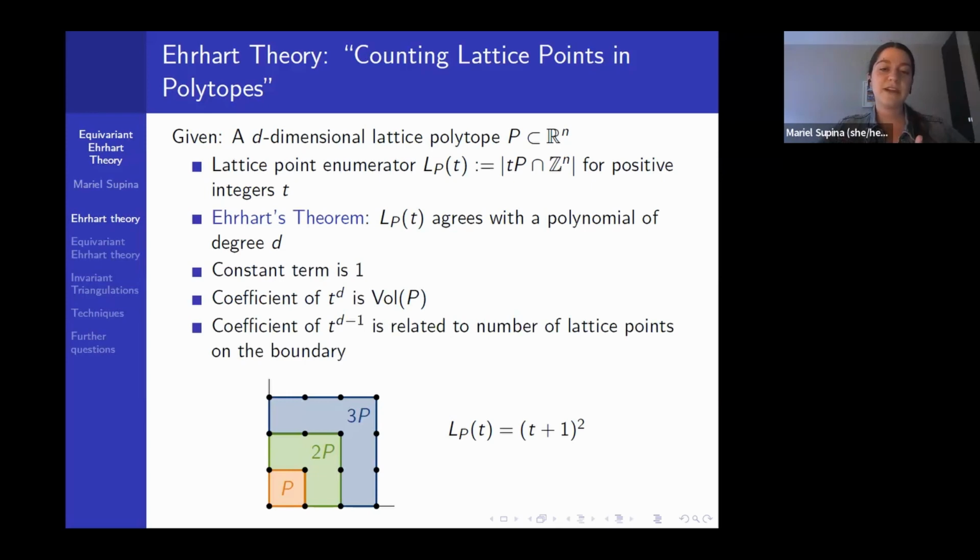We know some extra information about the Ehrhart polynomial, so we know the constant term always has to be 1. The coefficient of t^d has to be the volume of the polytope, and the coefficient of t^(d-1) we also know, and it's related to the number of lattice points on the boundary of the polytope.